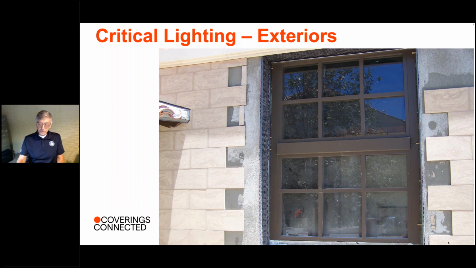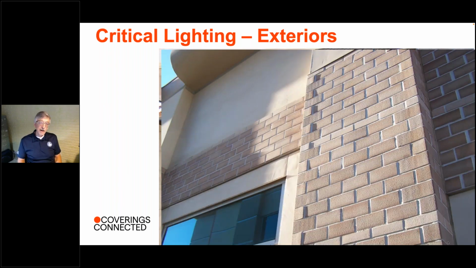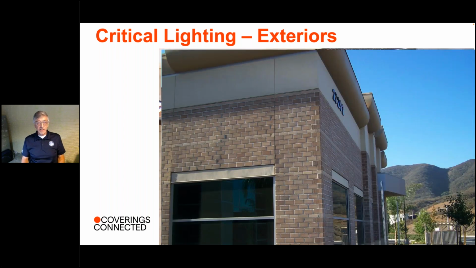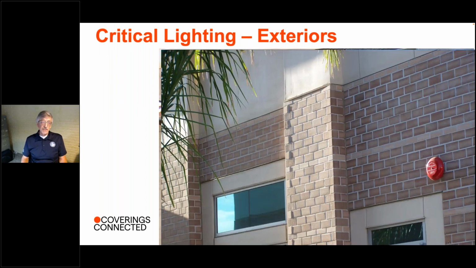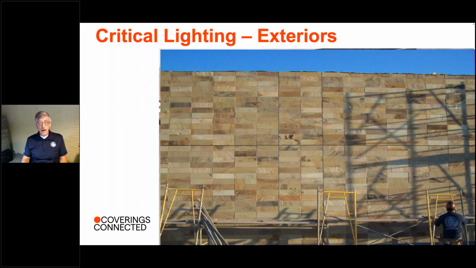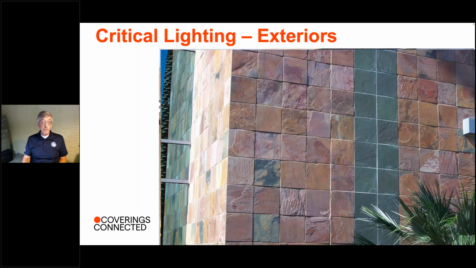We have a few pictures here of exteriors. I'm going to flash through these. See if you can find the lighting problems on these exterior installations. And when you think about critical lighting in an exterior, think about the sun illuminating all sides of that building and how it will affect the finished work. Whether that substrate was flat, what the pattern is, and how those shadows might show up.